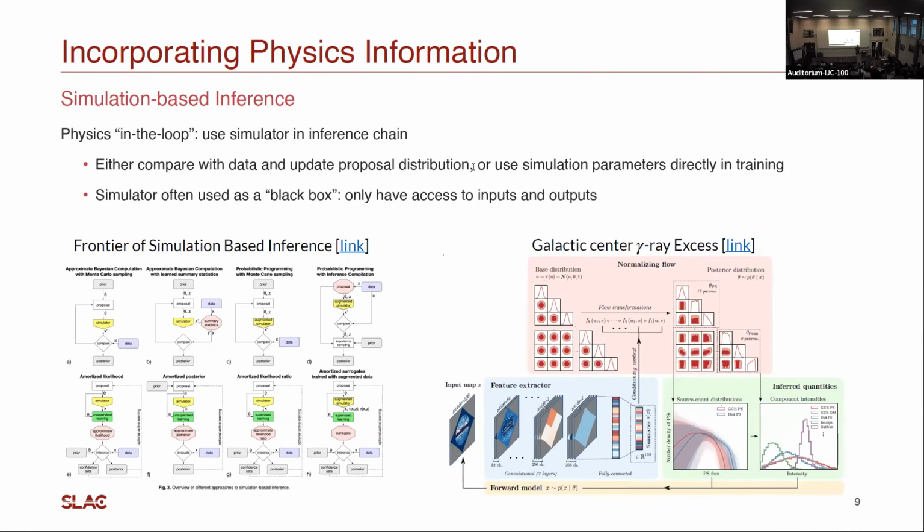So I mentioned also there's the simulation-based inference. And so this is having the physics kind of in the loop. There's this big paper, Frontier of Simulation-Based Inference, that has a bunch of different ways that people do this. But in practice, I don't think people do this that often. So I cite one example there, but don't really see too many others. So maybe that's a question of why don't people do this?